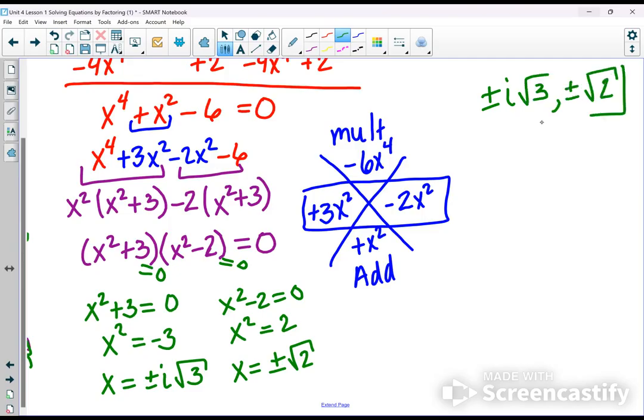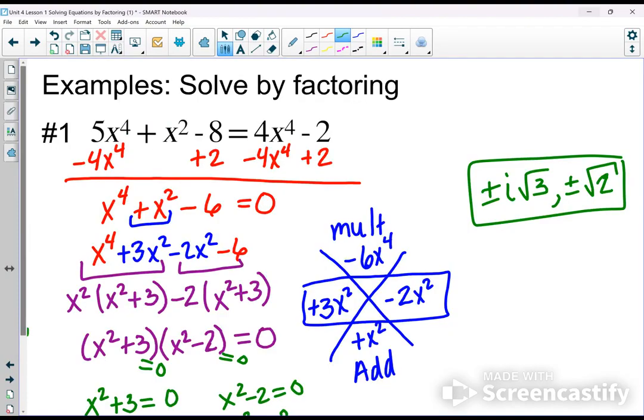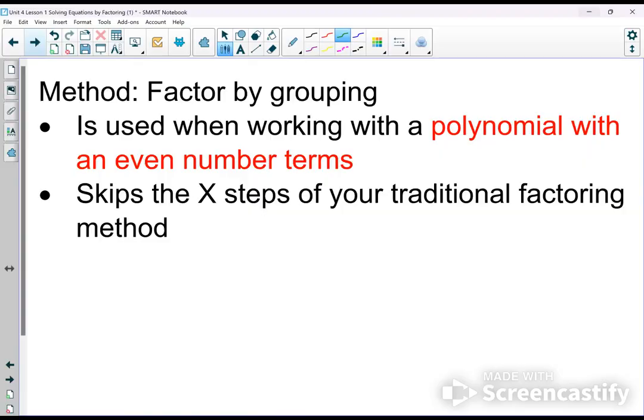You want to gather them somewhere, put them together to record your final answer clearly, because sometimes our work can get kind of messy. So this is a strategy we know, and it works with some higher order polynomials or polynomials of higher degrees. A new method for us is factoring by grouping. This method is used when you're working with a polynomial that has an even number of terms. You can try this method anytime your polynomial has an even number of terms.